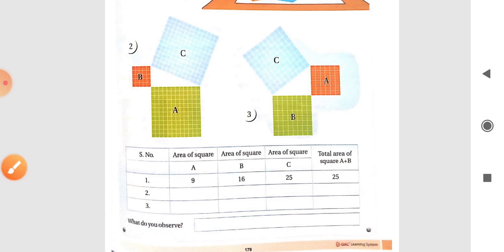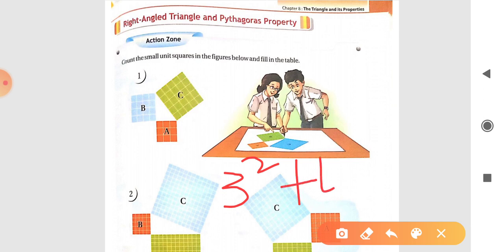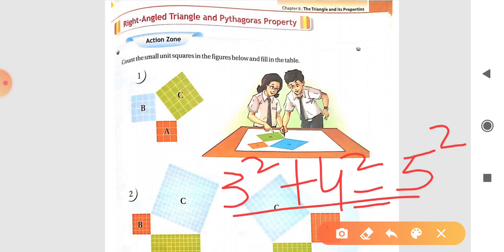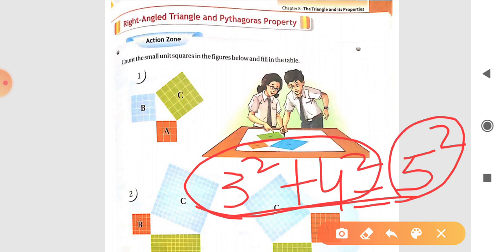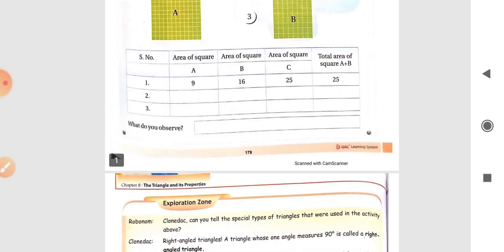That means 3 square plus 4 square is equal to 5 square, and this is Pythagoras property. That means the sum of squares of two sides is equal to the square of the third side. This is the statement of Pythagoras property.